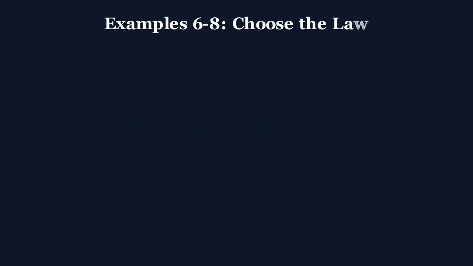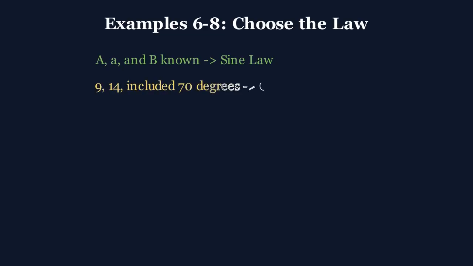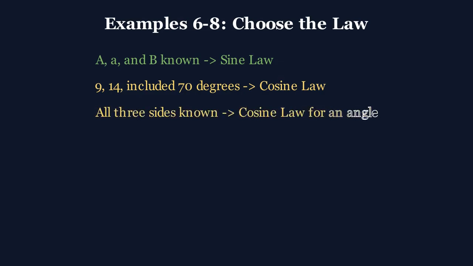Example 6. If you know angle A, side a, and angle B, choose sine law because angle A and side a are an opposite pair. Example 7. If you know sides 9 and 14 with the included angle 70 degrees, choose cosine law. Example 8. If you know all three sides, choose cosine law to find the largest angle first.